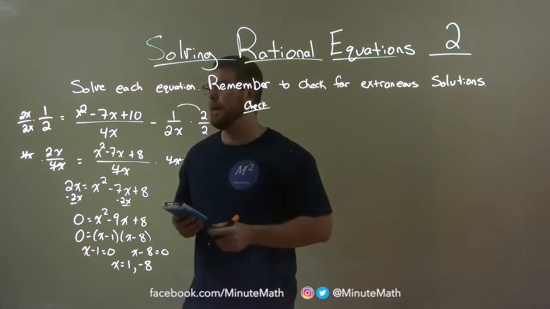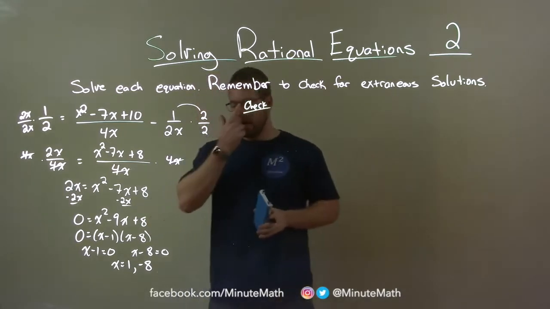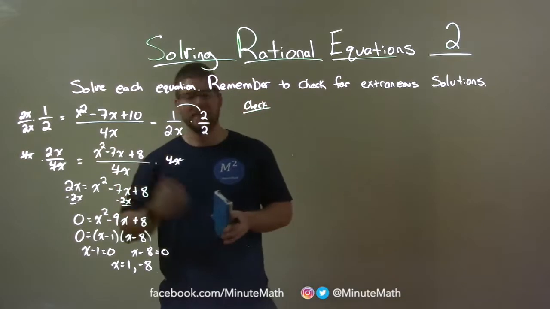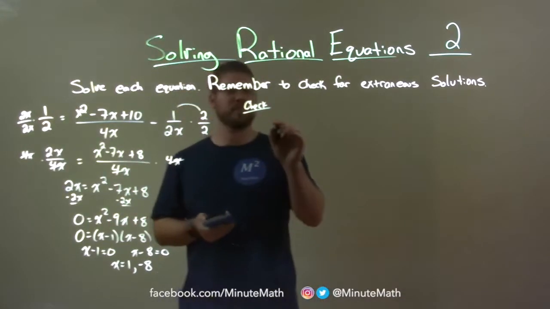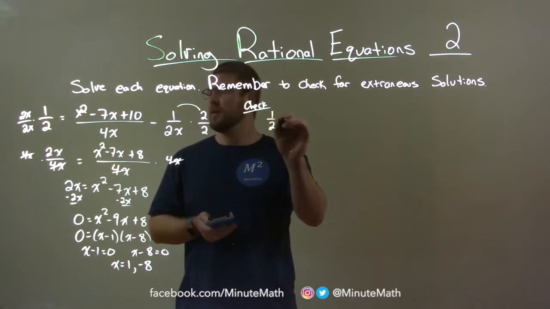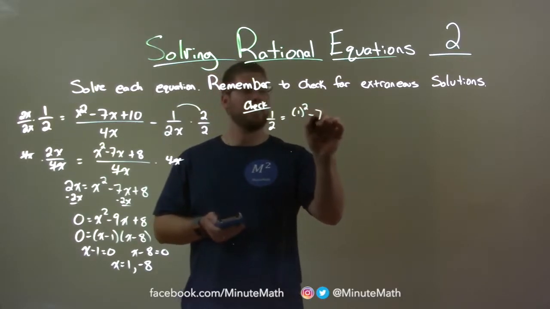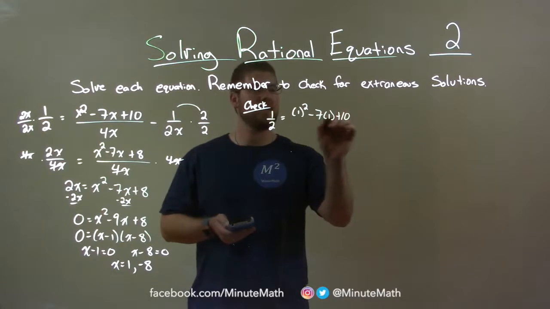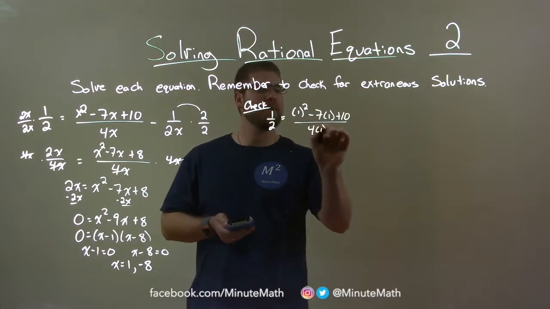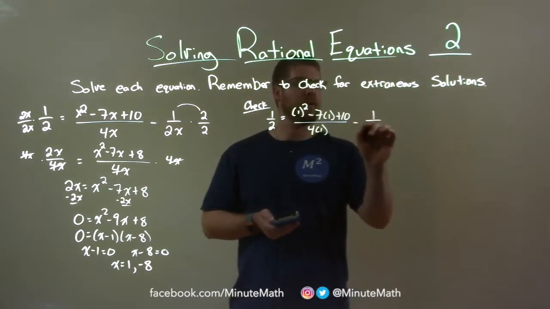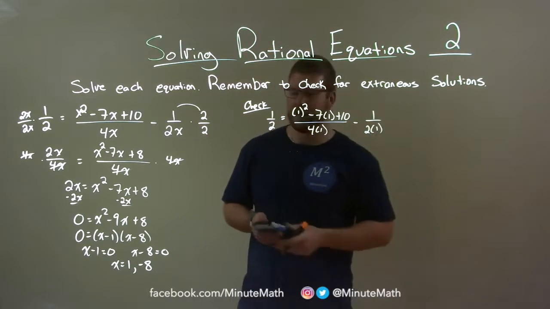Check. To do that, we take one of our values, plug it in for x, and see if the left and right hand side are equal. So is 1/2 equal to, let's go with 1 first, 1 squared, minus 7 times 1, plus 10, over 4 times 1, minus 1 over 2 times 1 here.